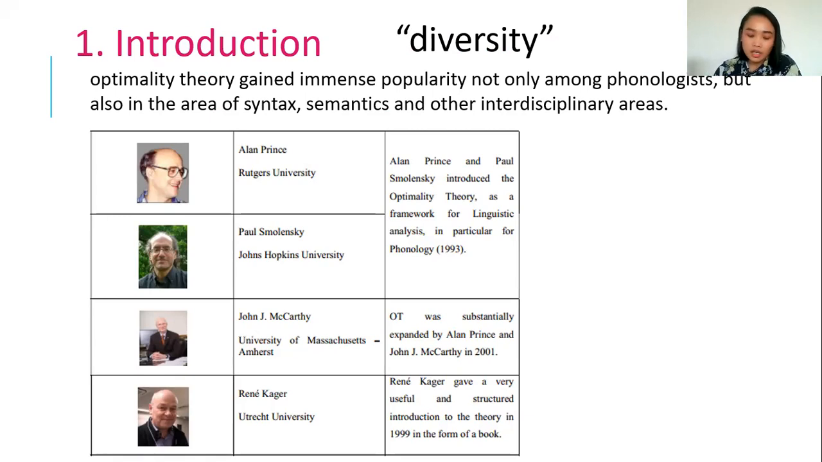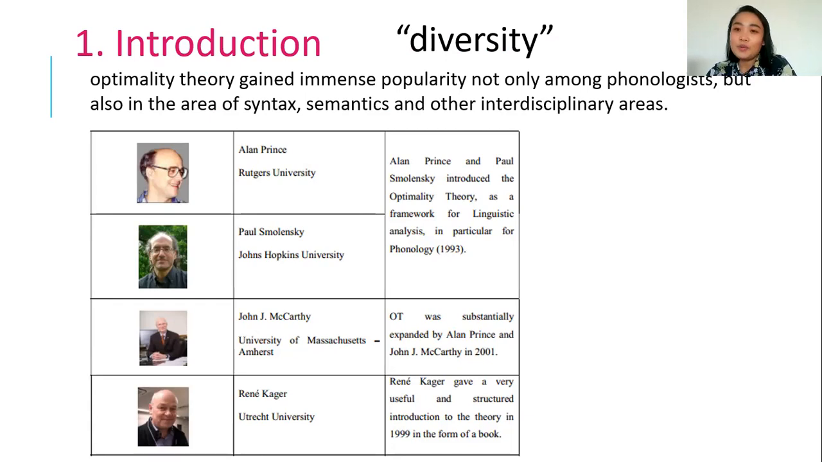There were scholars who contributed significantly to the OT, or optimality theory. I would like to introduce these four scholars. The first was Alan Prince from Rutgers University and Paul Smolensky from Johns Hopkins University. Both of them introduced the optimality theory as the framework for linguistic analysis. It was in 1993.